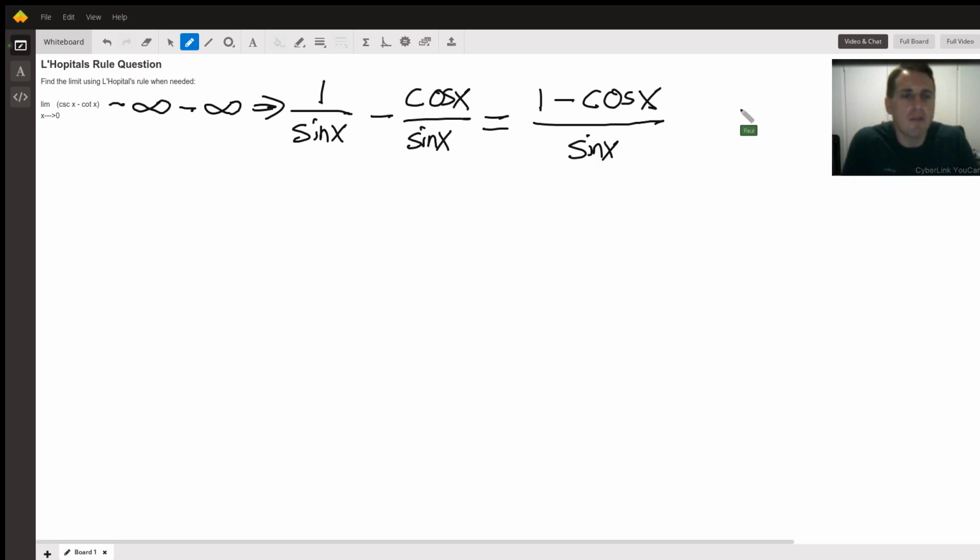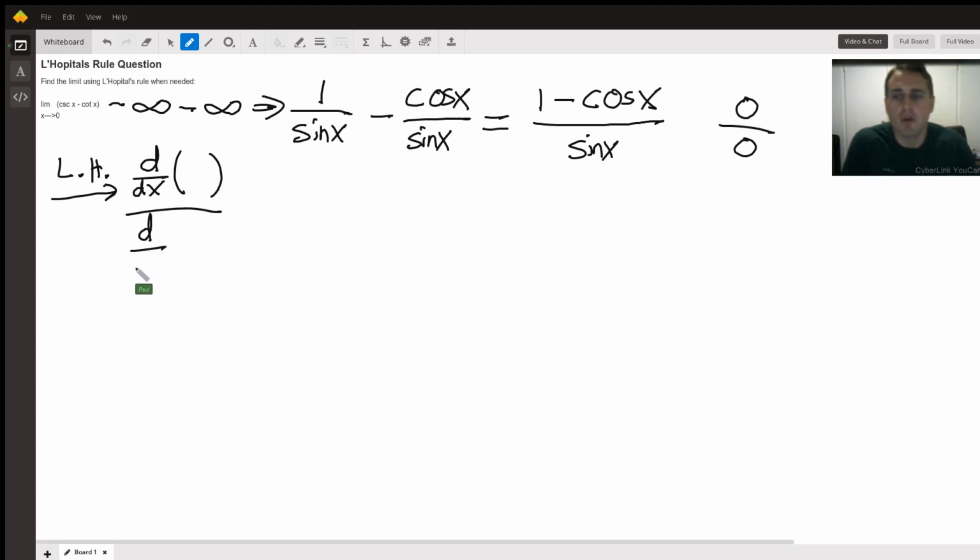But whenever you have this 0 over 0 indeterminate form, you can use what we call L'Hopital's rule. A lot of times we just write LH with an arrow. And what we're performing is the derivative with respect to x of the numerator divided by the derivative with respect to x of the denominator.